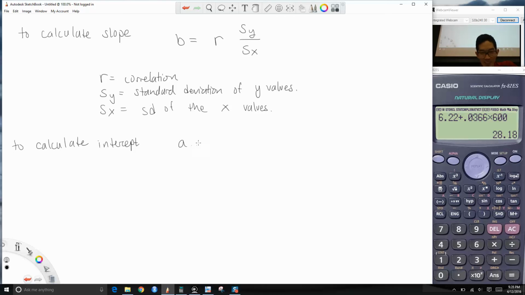The intercept is a, and it's equal to y bar minus b times x bar. And so y bar, in this case, is the mean of the y values. x bar is the mean of the x values. And b is your slope that you found in the previous step.